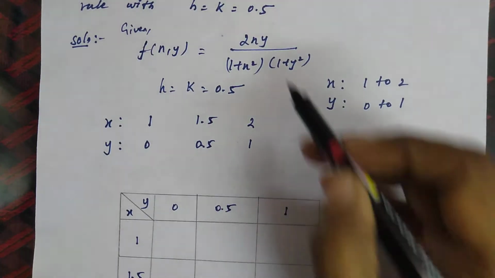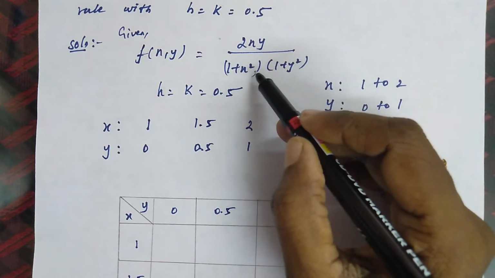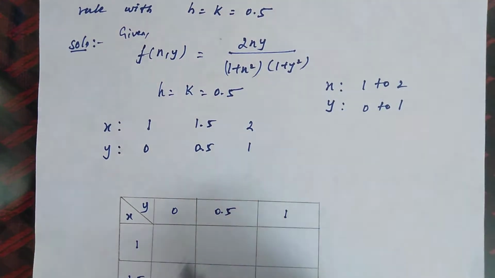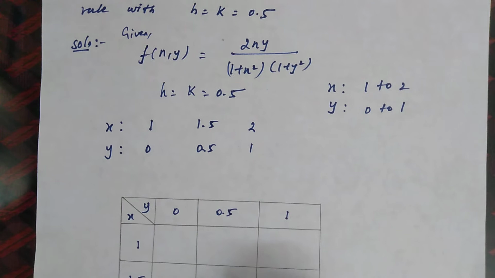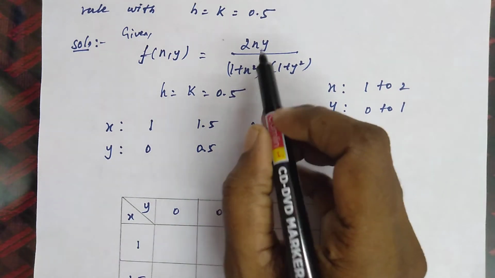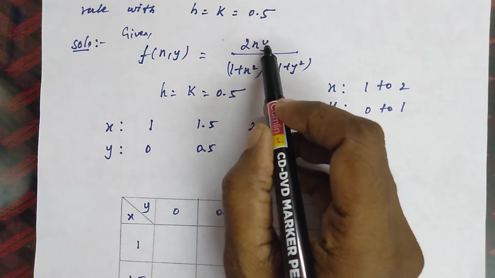Our f of x, y is 2xy by (1 plus x squared) into (1 plus y squared). How are we going to fill the table? For x we put the value 1, and the corresponding y value is 0. So we substitute x equal to 1 and y equal to 0.